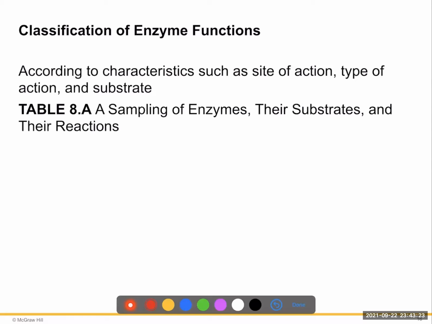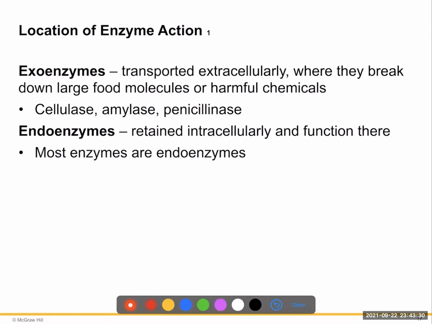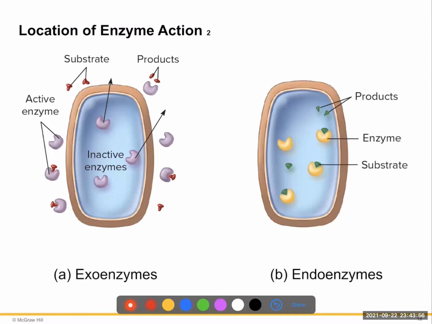Okay, so according to characteristics such as the site of action, you get a type of action and the substrate. We identify all of those. We have exoenzymes and endoenzymes. Exoenzymes are transported extracellularly, where they break down large food molecules or harmful chemicals, like cellulase, amylase, and penicillinase. Endoenzymes are inside the cell, retained intracellularly, and function there. Most enzymes are endoenzymes. So exoenzymes function outside the cell, endoenzymes function inside the cell.